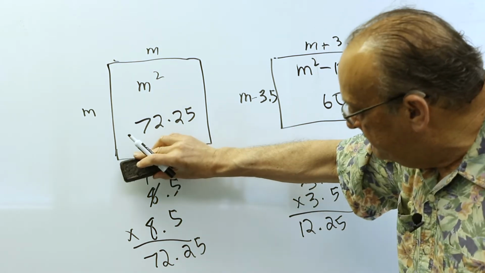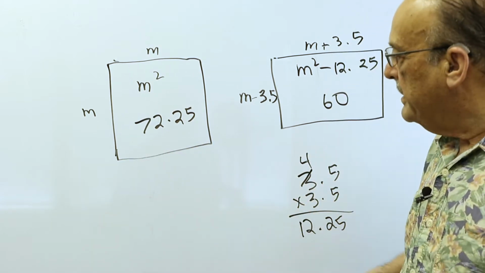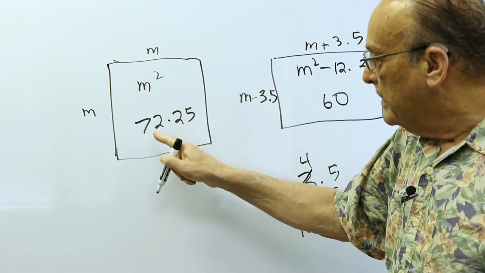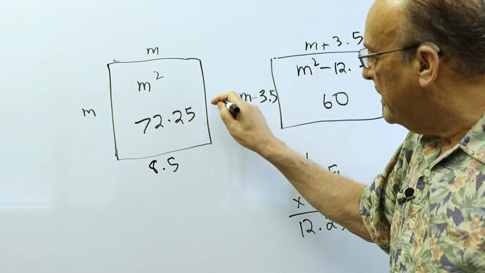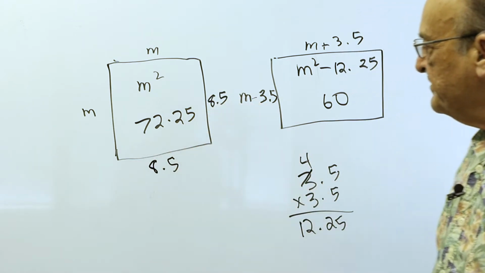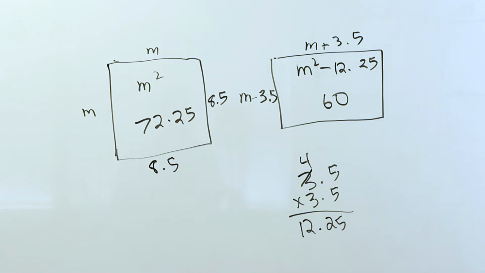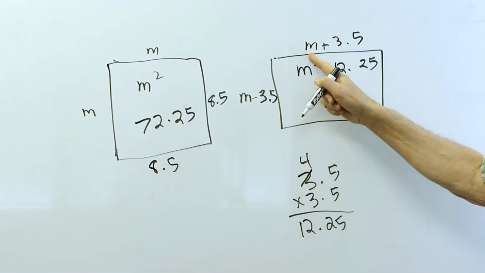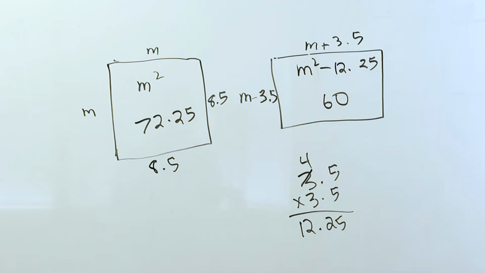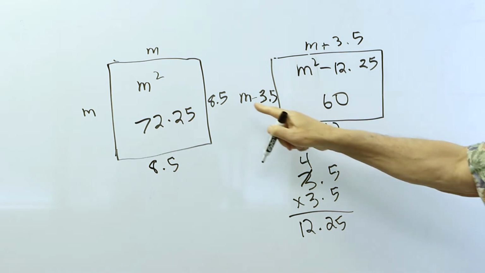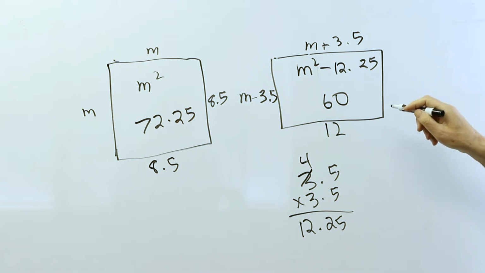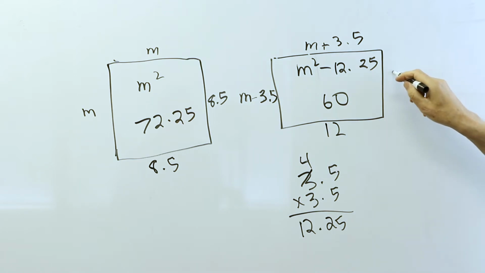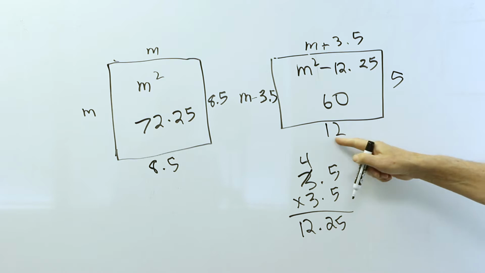I now know that a square of this area has a bottom of 8.5 and a side of 8.5. And so m is 8.5. 8.5 plus 3.5 is 12, and 8.5 minus 3.5 is 5. So now I found the dimensions of the rectangle.